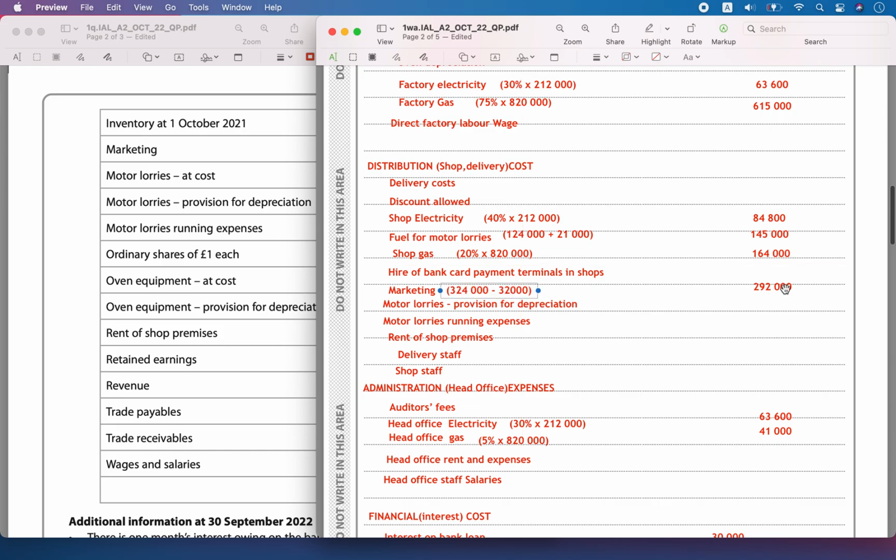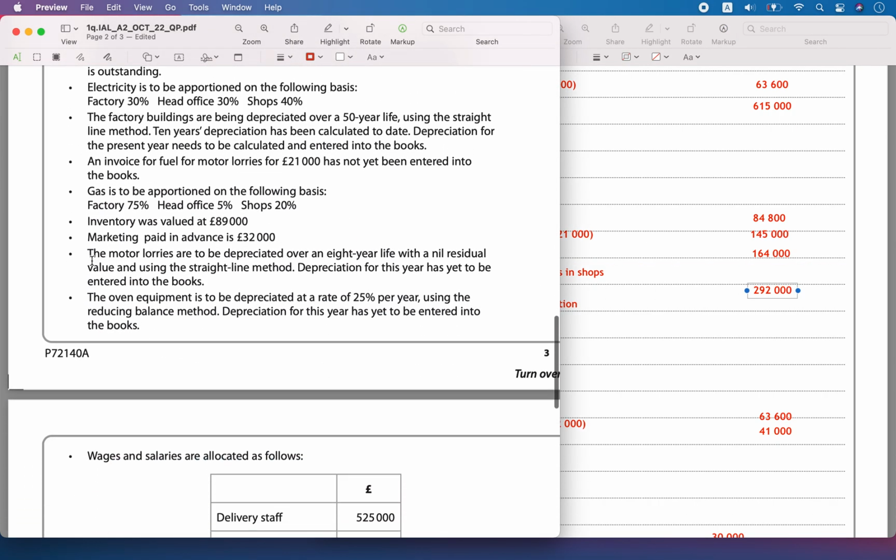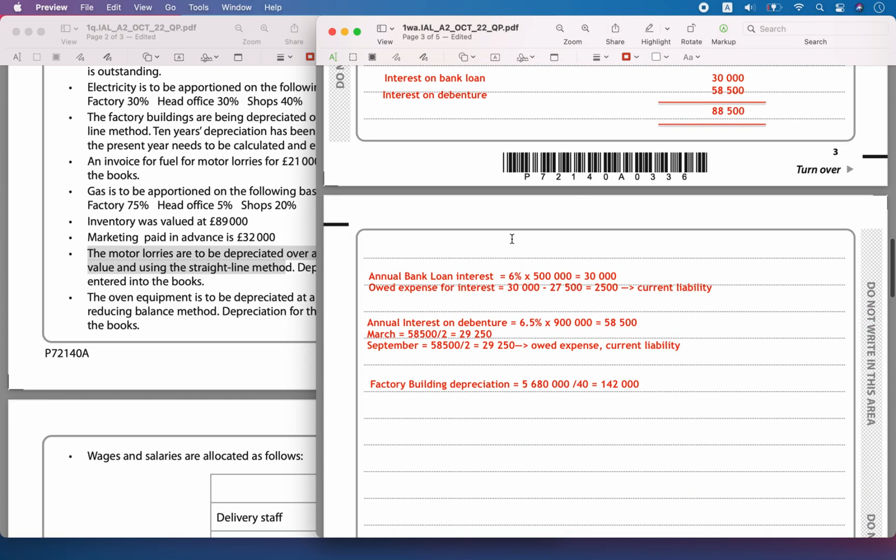Okay, the loan has to be included as a marketing expense. Then it says that the motor lorries are to be depreciated over an 8-year life with a nil residual value using the straight line method. Depreciation for this year is yet to be entered into the books. Now let's calculate the motor lorry depreciation.